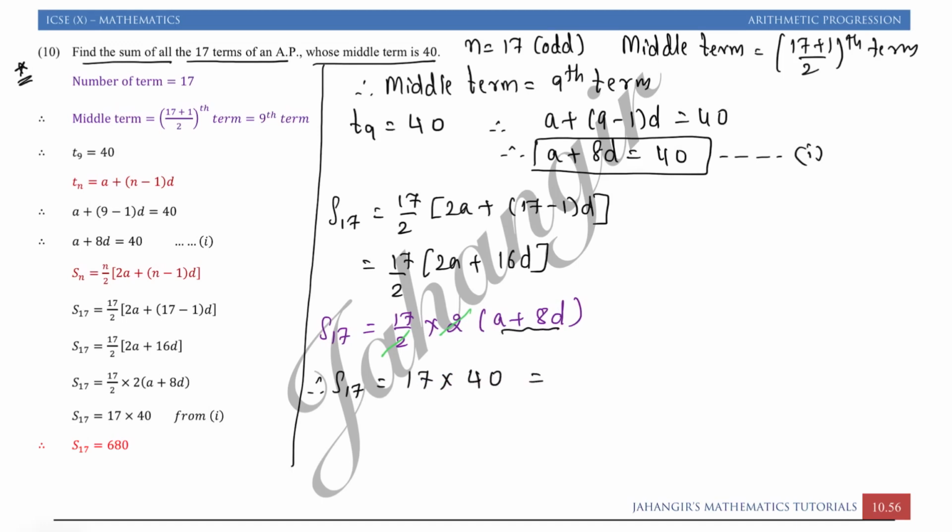So just multiply by 40, you will get 680. So therefore here I can get the sum of 17 terms is equal to 680.